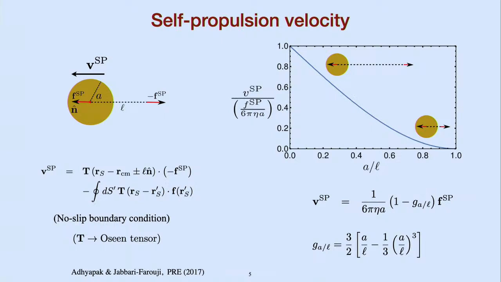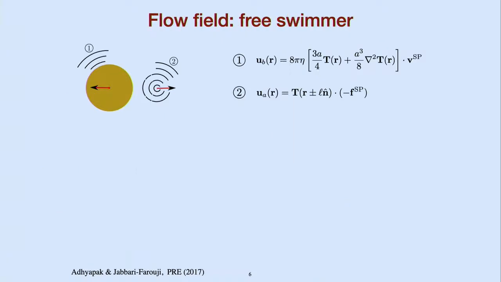So that's the reduction in the velocity that you see. Okay, so this came out of the solution of the model, but once you know the cell propulsion dynamics, cell propulsion velocity, now we can calculate the disturbance that is created around this model. So that has different contributions.